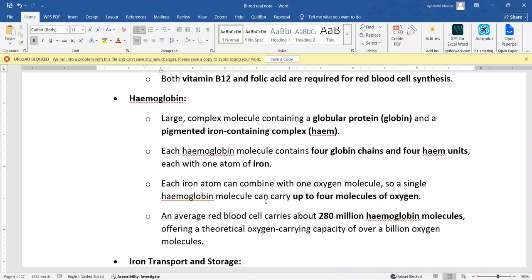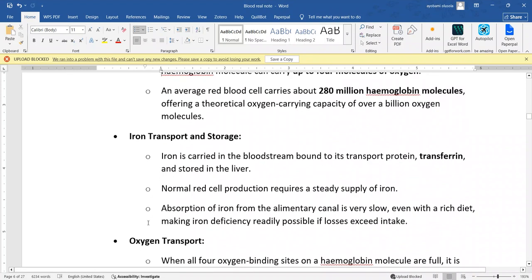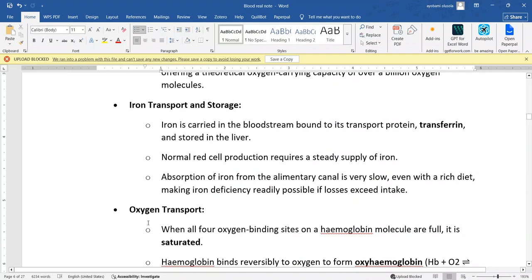The average red blood cell carries about 280 million hemoglobin molecules. You don't need this information. I just put it there because it's part of the textbook or notes. Okay, so now iron storage. Let me see if you are going to need this. But let's just talk about it.